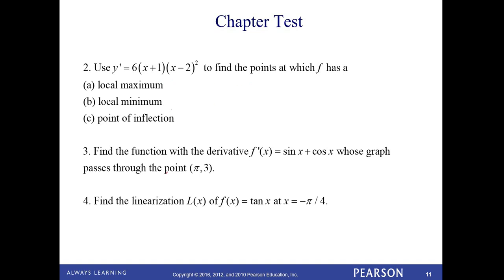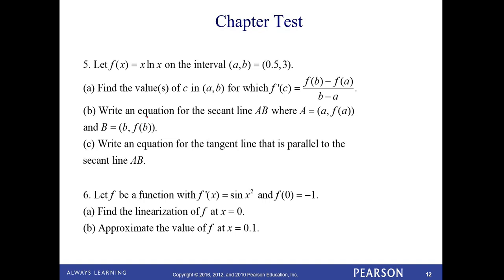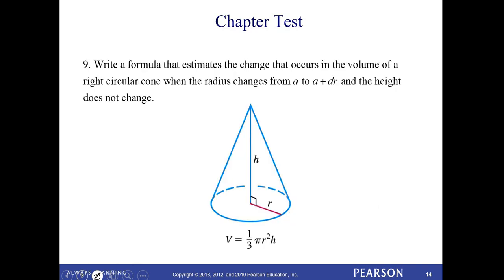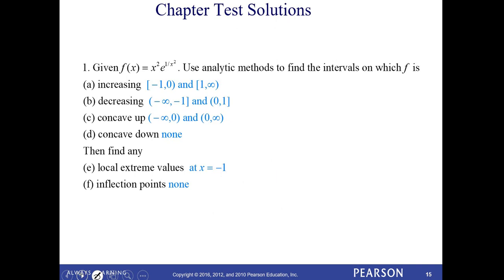So again, maxes and mins, a derivative that passes through a particular point, linearization. This is all stuff we've done. Again, secant lines and tangent lines, linearization and approximate values again, and then related rates, actually 2 related rates problems. So if you want to use these later, please feel free. One more related rate, and then here are the answers.